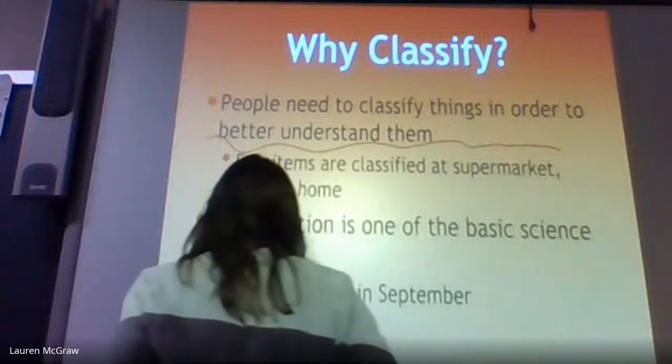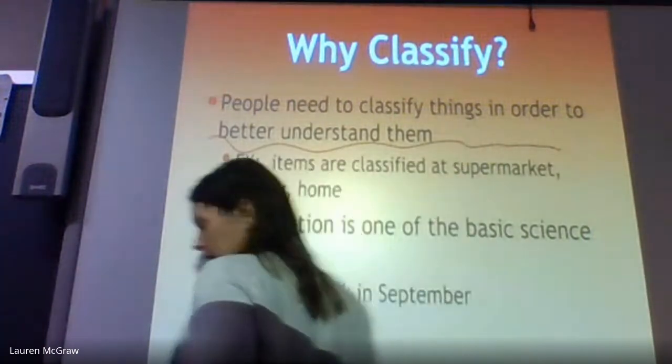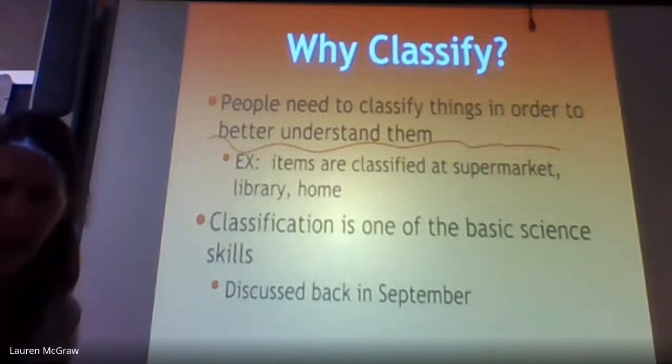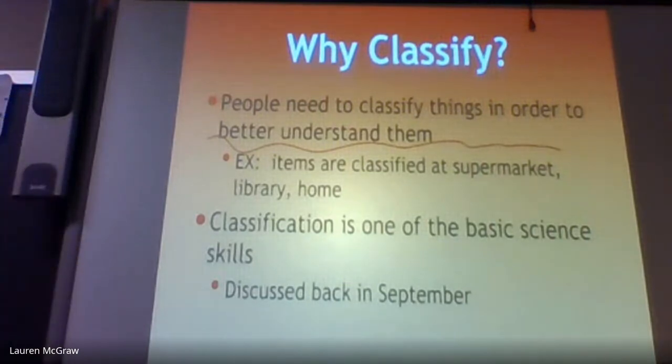Okay, so we're writing this. Don't write all this stuff in your notebook. That's just to refresh our memories that yes, we have talked about these things before. So why classify? People have to classify things in order to better understand them. We classify things all the time. The library is organized by genre and then classified based on alphabetical order of the author. Your home is classified, your kitchen.